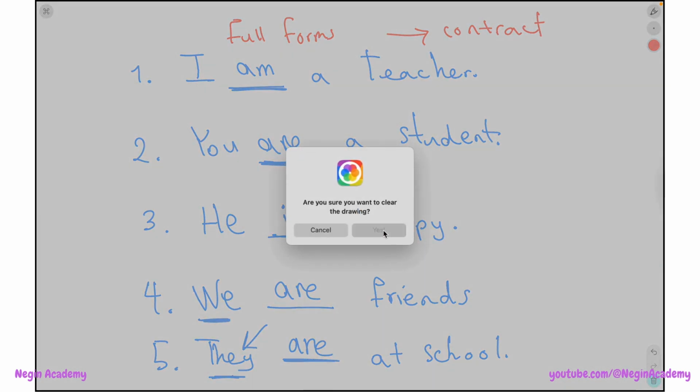Let me erase the board and I'm going to write it here. As we said, for I we have to use I am. And whenever we want to contract it, whenever we want to use it in short form, we have to say I'm, like this. Super easy. I am, I'm. What happened here? We omit this vowel here. We don't have it here anymore. And instead of this vowel, we have this sign here.